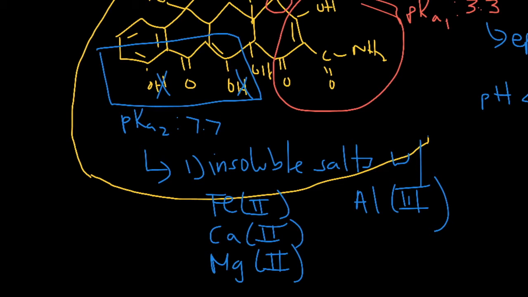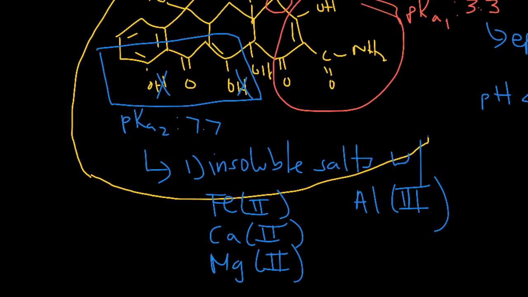Another way you can remember it is Fe-Cam2 and aluminum 3. So Fe-Cam2 has a 2+ charge. Fe-Cam, say it enough times and it sounds like a real word. Fe-Cam2, and aluminum 3. So those are the salts that tetracyclines form at pKa 7.7 because you lose a hydroxyl over here. You lose the hydrogens over here.